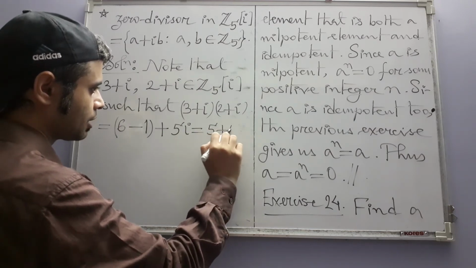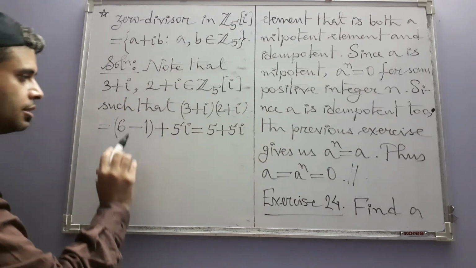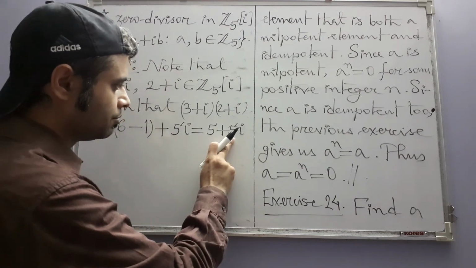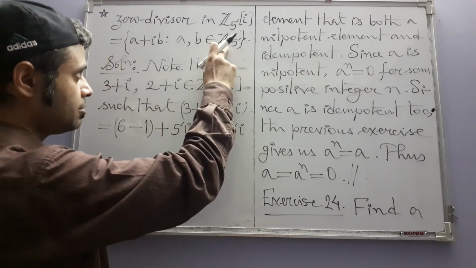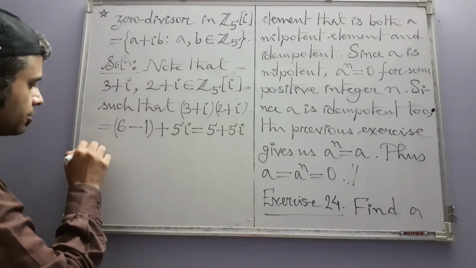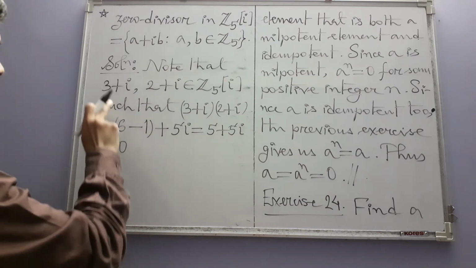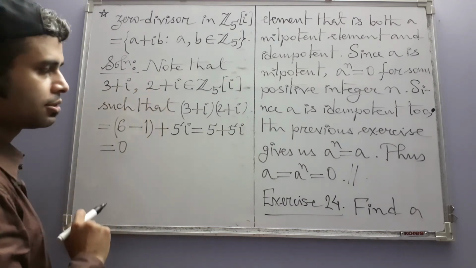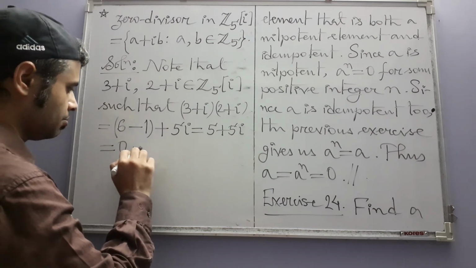That means you get 5 plus 5i. But the thing is that with these coefficients, these numbers, you have to keep in mind that they are being manipulated in Z5. So in Z5, 5 is equal to 0. So that's why we get 0. Whereas none of these two things is equal to 0. We need to mention that also.